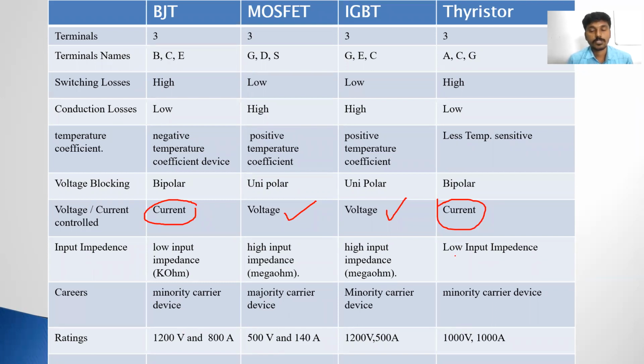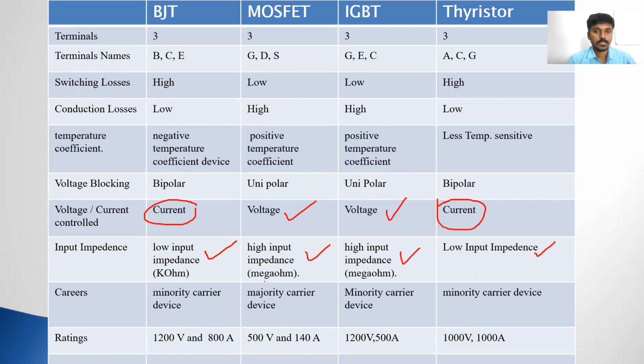This is a very important question. Sometimes they can ask whether the MOSFET is a voltage control device or a current control device. MOSFET is a voltage control device. IGBT is also a voltage control device. Remember all these points. On input impedance: BJT has low input impedance, MOSFET has high input impedance, IGBT also has high input impedance, and thyristor has low input impedance.